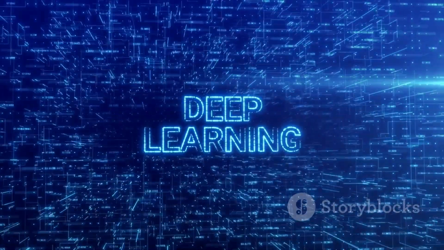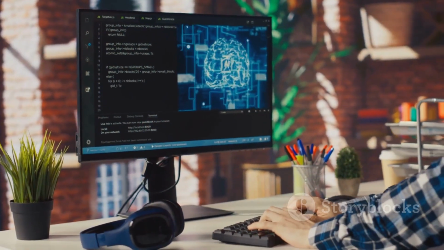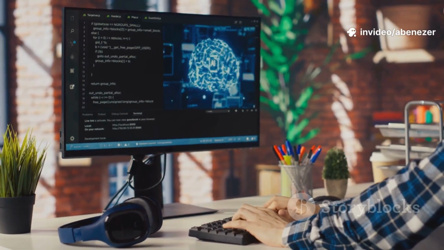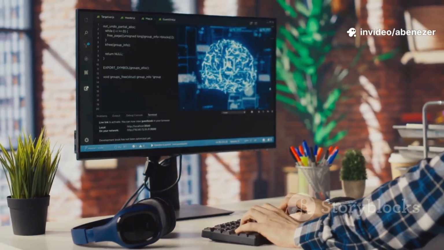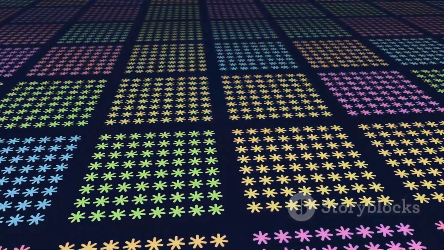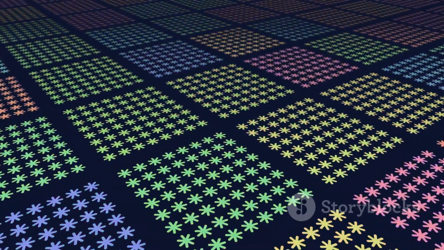Because its knowledge is based entirely on its training data, it can inherit biases present in that data, leading to unfair or skewed outcomes. This is a major ethical challenge that developers are actively working to solve. So no, it's not magic. It's just extremely powerful pattern recognition.